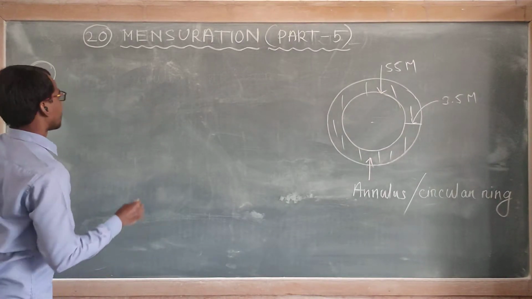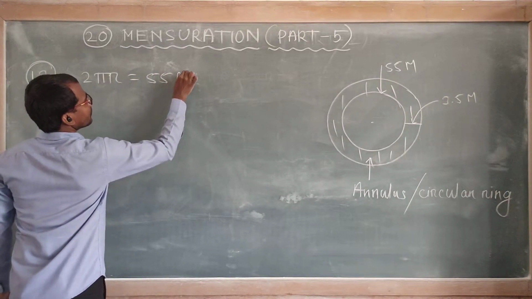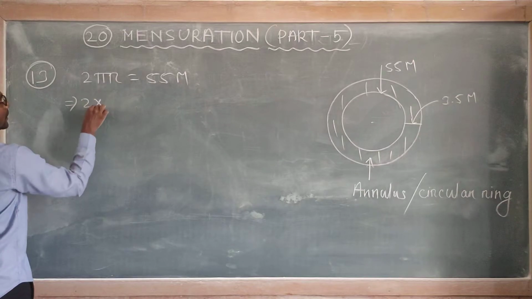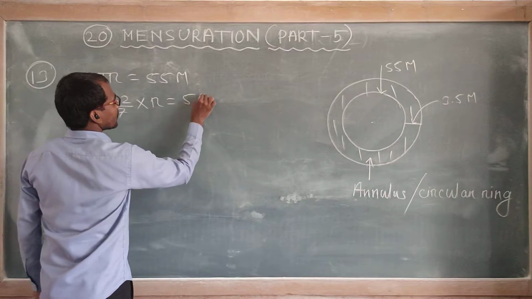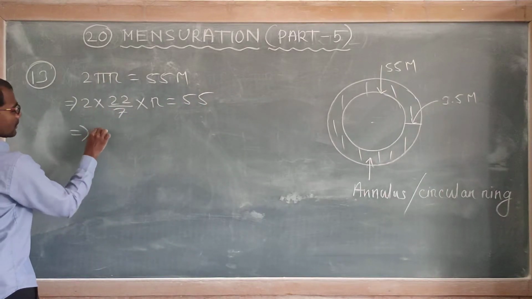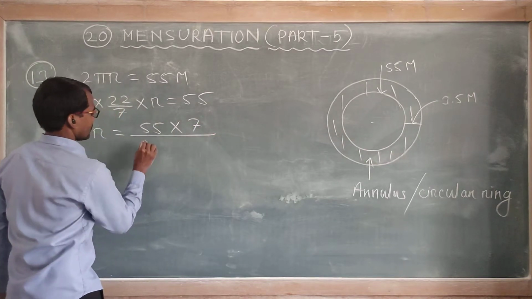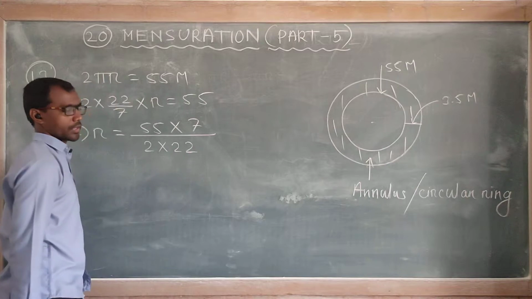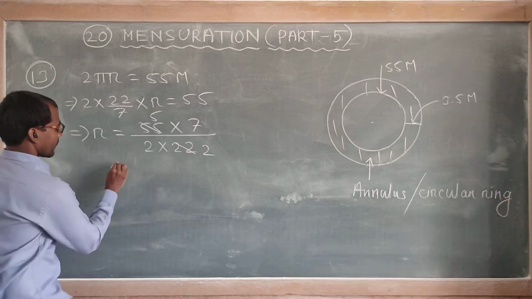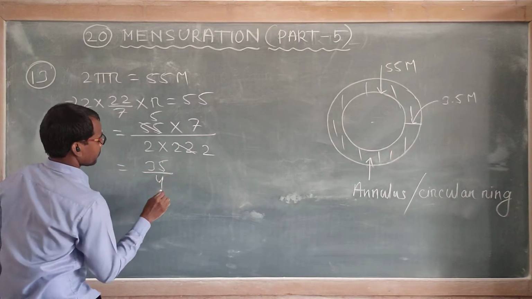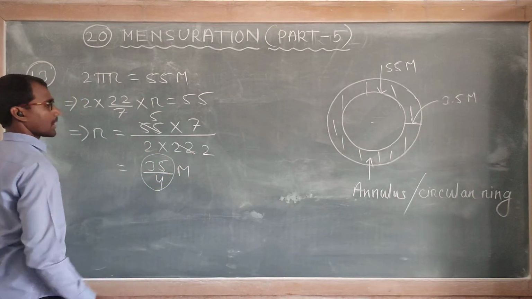So let us go for the inner circle. Circumference is 55 meter. 2 into 22/7 into r is 55. r is equal to 55 into 7 by 2 into 22. So 11 2s are 22, 11 5s are 55. r is 35 by 4 meter. This is the radius of the inner circle.